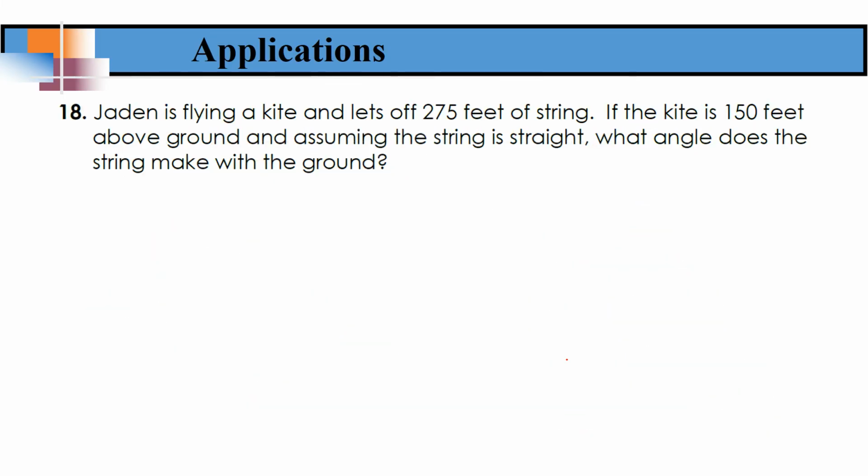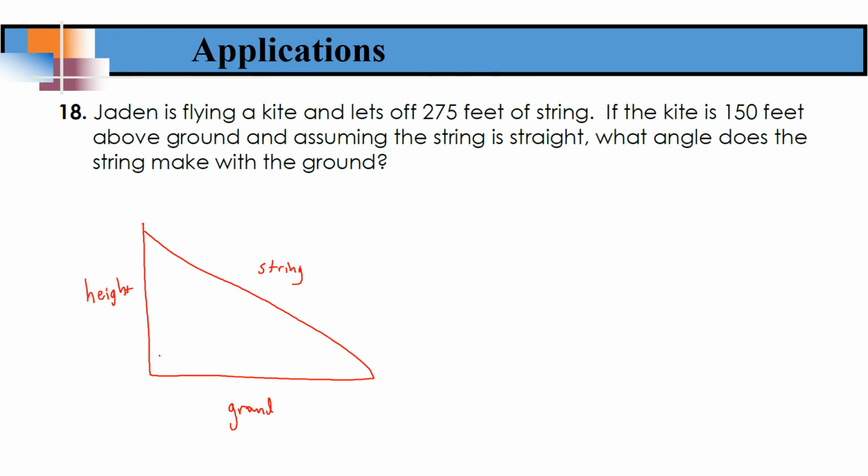All right, final example. It says Jaden is flying a kite and lets off 275 feet of string. If the kite is 150 feet above the ground, and assuming that the string is straight, what angle does the string make with the ground? So let's go ahead and draw a right triangle here. Here's our ground. The string is here, and this is just our height, measured straight up from the ground. You can imagine Jaden is over here if you were drawing this. Right, you've got Jaden right here. Usually you would hold a kite in your hand, but we can imagine he's just holding it down with his foot, and then the actual end of the kite is over here.